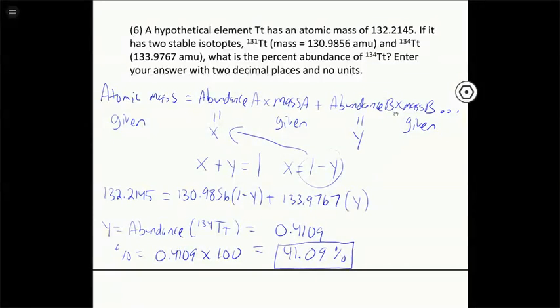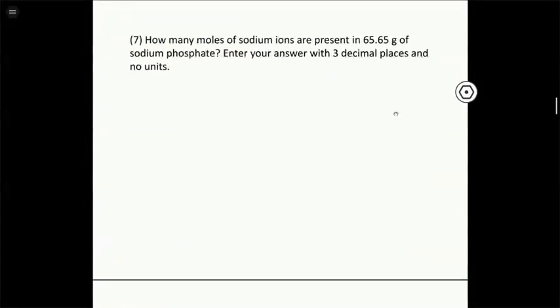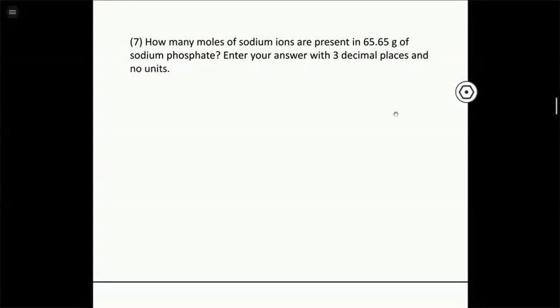Okay, number 7. Now we're into topics related to moles. We've been using these concepts a lot in recent weeks, so hopefully a lot of this stuff towards the beginning of chapter 5 is becoming a little more routine for us. This one has 65.65 grams of sodium phosphate, and we want to know how many moles of sodium ions are present in that sample.